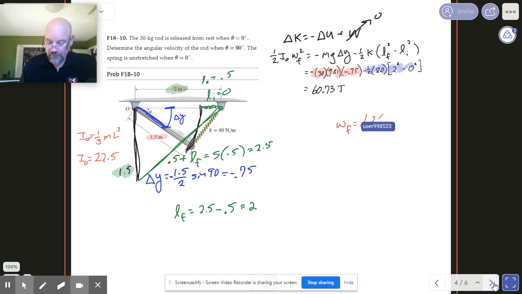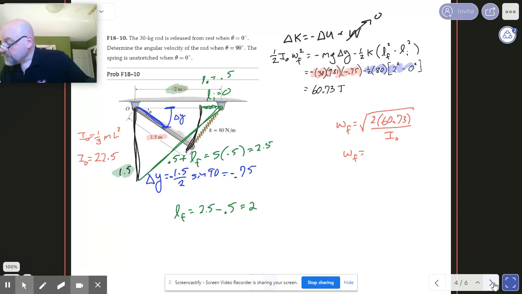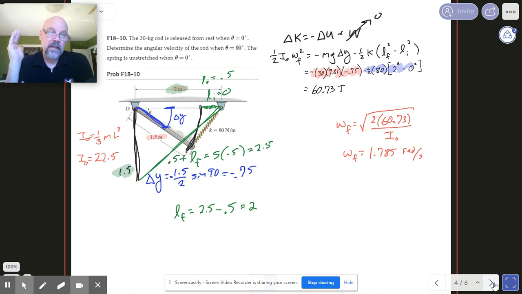Square root of 2 on 2, 60.73 divided by I0. And so that final angular velocity becomes 1.785 radians per second. Okay, so both of those are very similar. The geometry is the only difference in those, but they both deal with gravity adding energy to the rod and the spring trying to pull energy out of it as that happens. Okay, all there is to it.